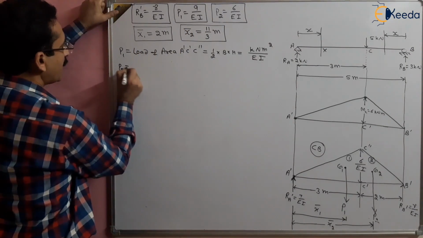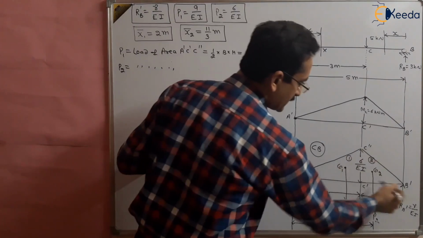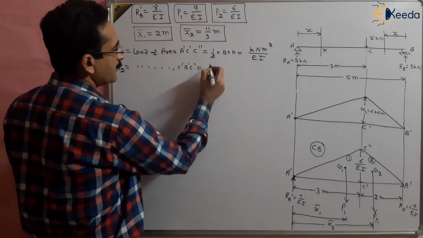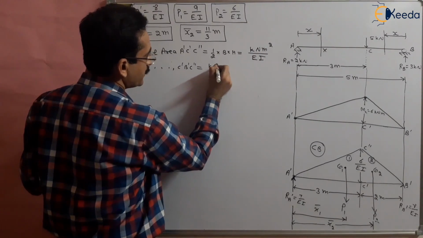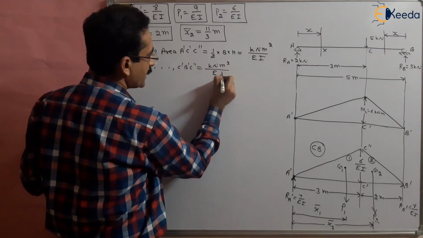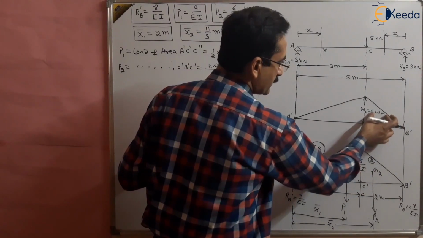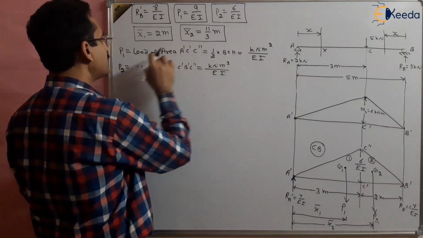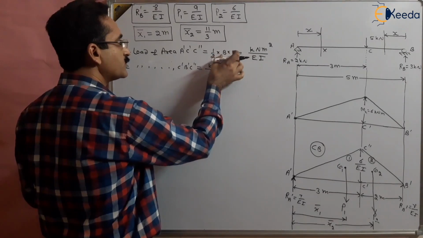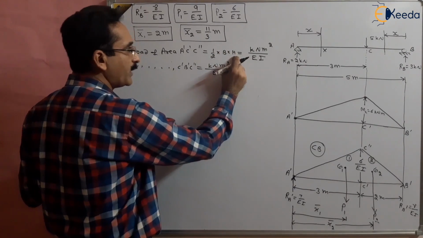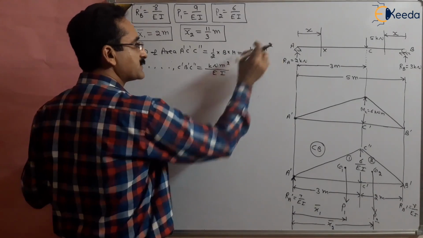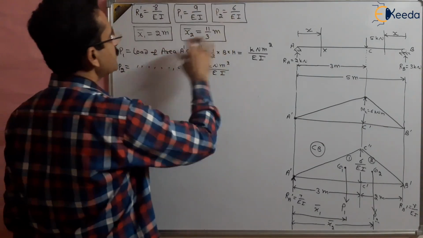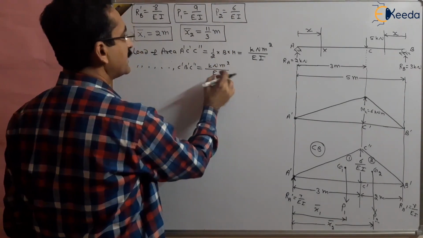Similarly, P2 will be the load of area of the other triangle, C dash B dash C double dash, which is this much kilonewton meter square upon EI. Because this area is basically the load, the area has a unit of kilonewton meter, the unit of bending moment, multiplied by the length. So it is kilonewton meter square divided by EI. So all the reactions or loads will have this unit, kilonewton meter square upon EI.